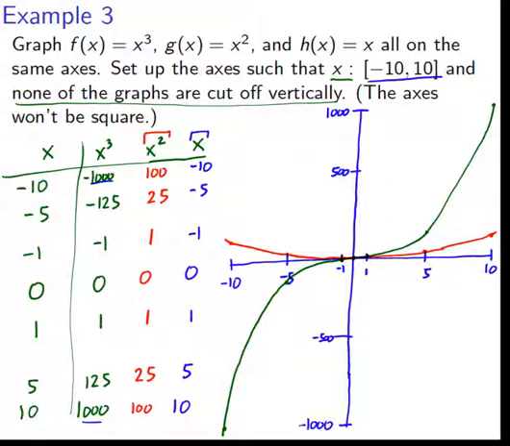Finally, we look at what happens to x, just the plain old identity function, and at 10, it manages to only be 10 above. So there, negative 10, it's only negative 10. So we've got barely growing off of that x-axis. It's barely breaking away when compared to these giants like x squared and x cubed.